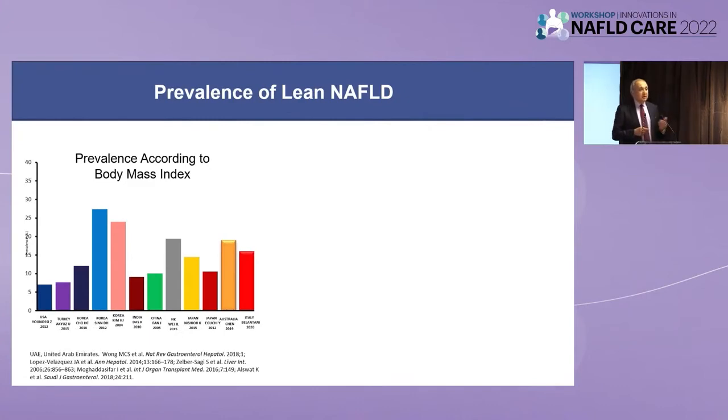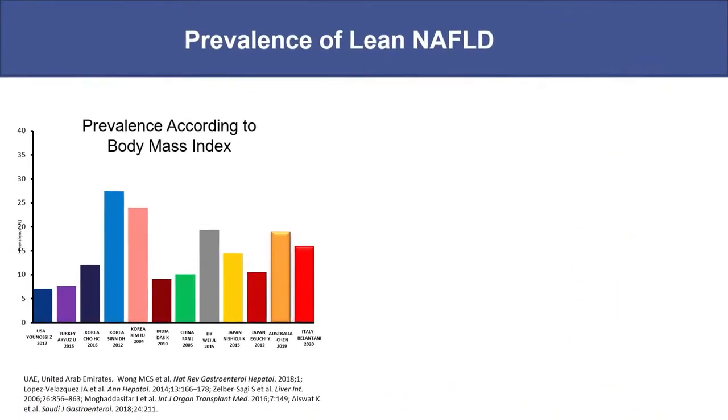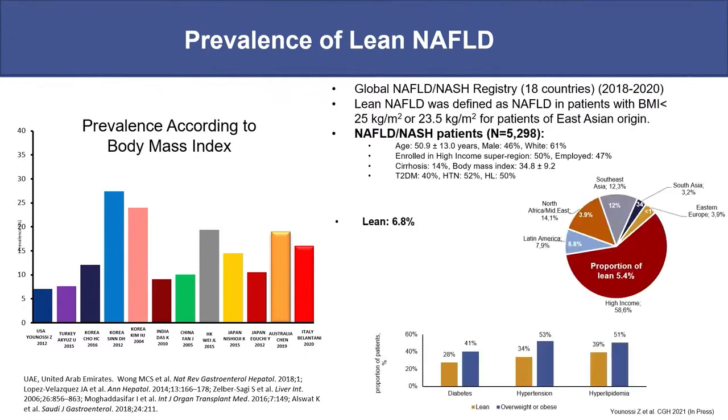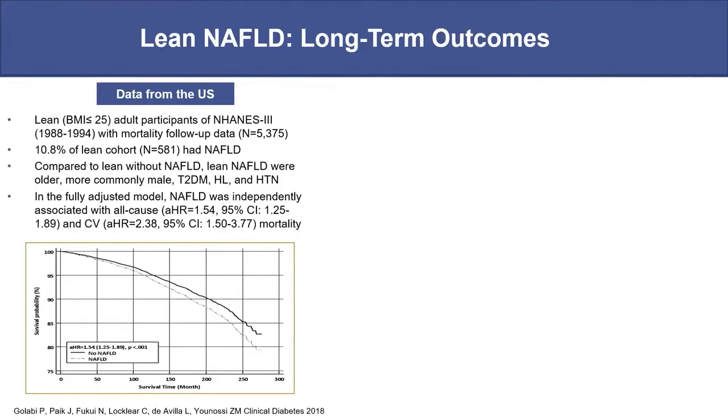2 minutes on epidemiology of lean NAFLD. The prevalence could be, in the United States, about 5%. And in the rest of the world, say in South Korea, could be as high as 25%. This is from a global NAFLD registry that a lot of our colleagues have been a part of, 20 different countries, looking at the prevalence of lean NAFLD. And you have to adjust for the age and the definition of BMI, it was about 7%. Outcomes, there's controversy here.